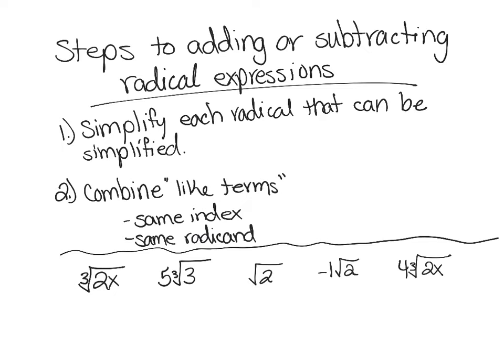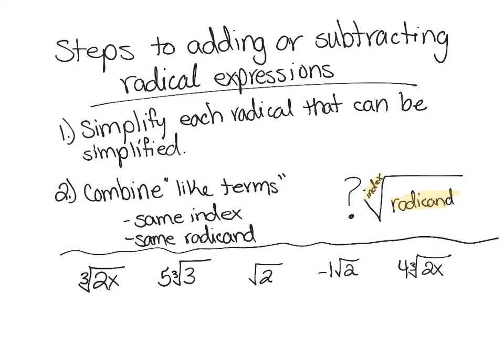You kind of have to know what a like term with a radical would be. For it to be a like term, it has to have the same index, which, remember, if you're looking at the radical symbol, the index is this little number. And if there's not a number, then it's an understood 2. And then the radicand also has to be the same, and that's the number that's underneath. A lot of times there's a coefficient, a number in front. That doesn't matter. It doesn't have to be the same. But your index and your radicand do have to be the same.